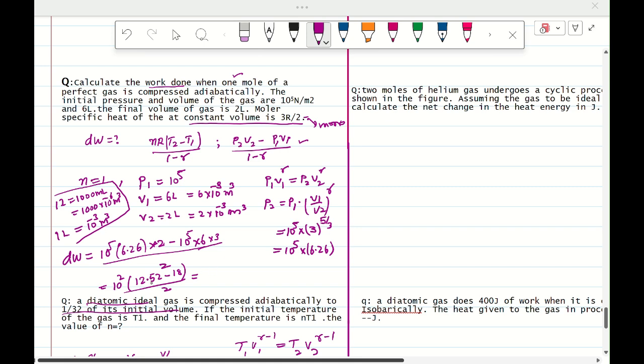The work done is negative because it is compression. So therefore minus 5.48 by 2 into 100, that equals minus 274 joules. A small mistake came.